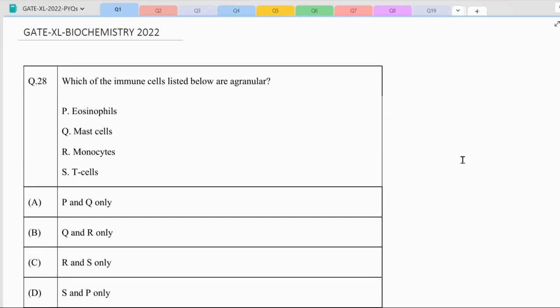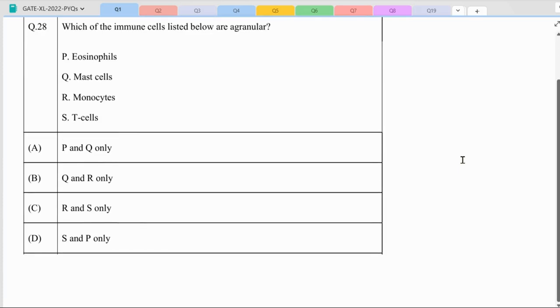So the first question, which of the immune cells listed below are agranular? So the options are eosinophils, mast cells, monocytes and T cells. So clearly we know that the polymorphonuclear leukocytes are granular, which include the eosinophils and mast cells. However, they have asked which are agranular. So for that the answers are monocytes and T cells.